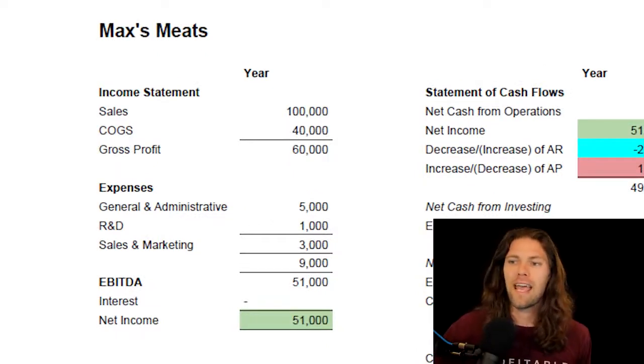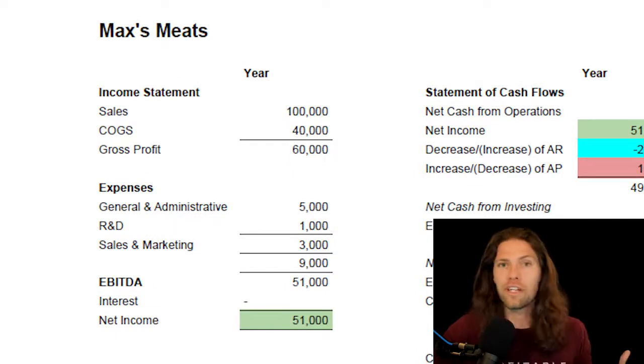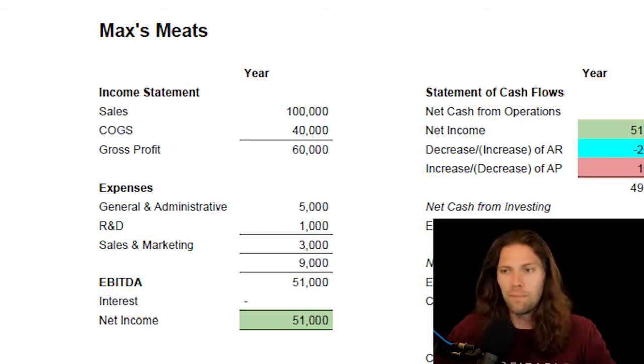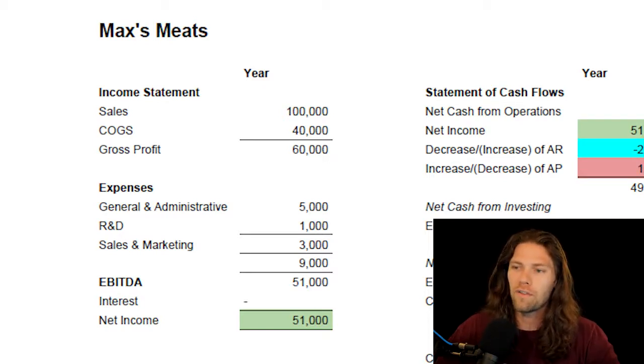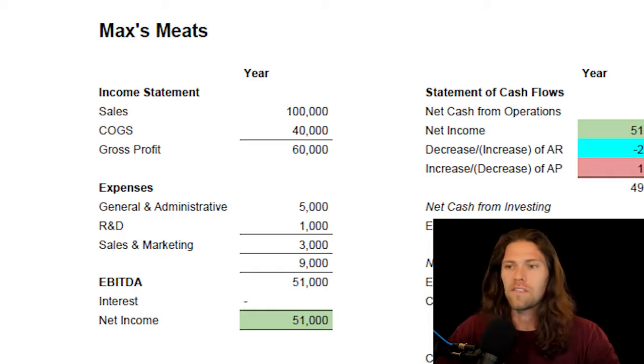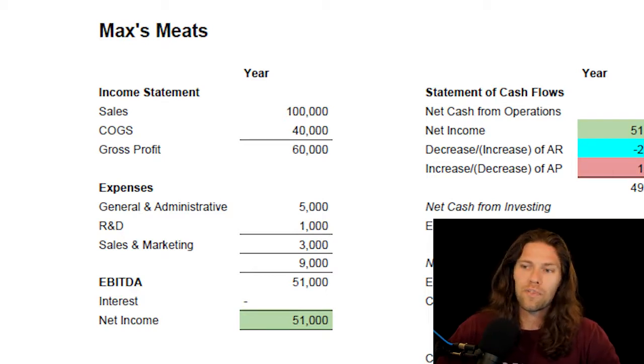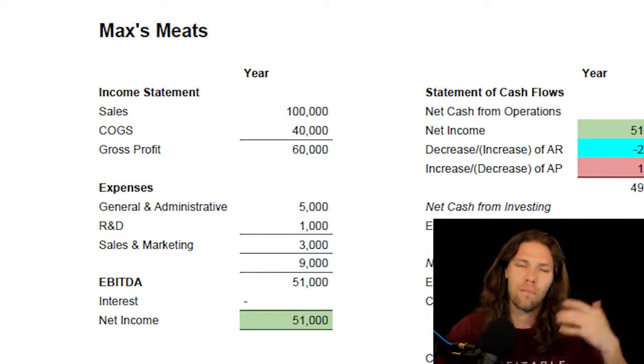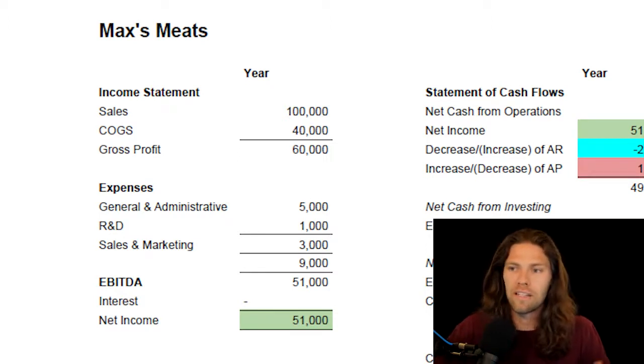So Max's Meats had $100,000 in sales in its first year of business. The meat business is a good business to be in. Our cost of goods sold, $40,000, and that gives us a gross profit of $60,000. Our expenses, general administrative, this is things like the back office staff, any general expense could fit into here.